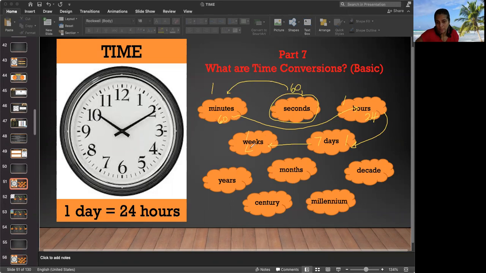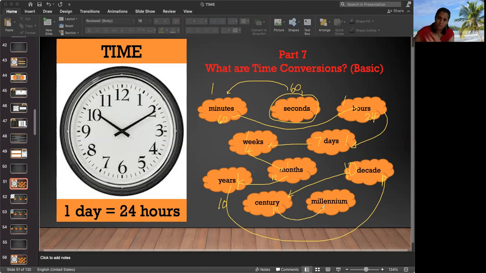If you have 4 weeks, you make 1 month. And if you have 12 months, then you make 1 year, from January to December. From years, you go to decades. If you have 10 years, it's considered a decade. So if you're 10 years old, you're actually 1 decade old. If you have 10 decades, it makes a century. And if you have 10 centuries, it makes a millennium.